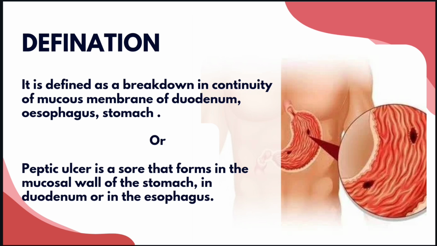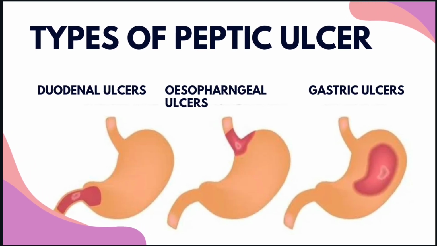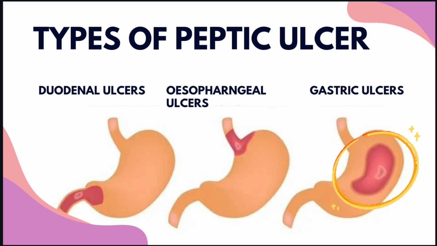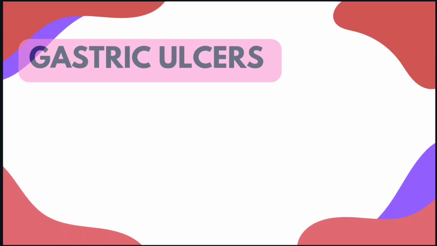If it happens in the duodenum, it is called duodenal ulcer. If it happens in the esophagus, it is called esophageal ulcer, and if it happens in the stomach, it is called gastric ulcer. So it is a sore that forms in the mucosal wall of the stomach, duodenum or esophagus. Let's discuss the types of peptic ulcer. There are three types: first is duodenal ulcer, second is esophageal ulcer, and third is gastric ulcer. Depending upon their location, the types can be categorized. We will discuss each ulcer one by one.